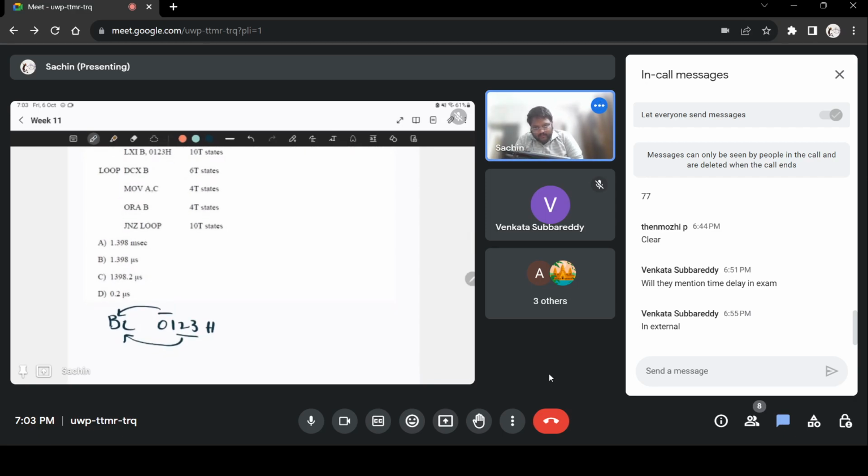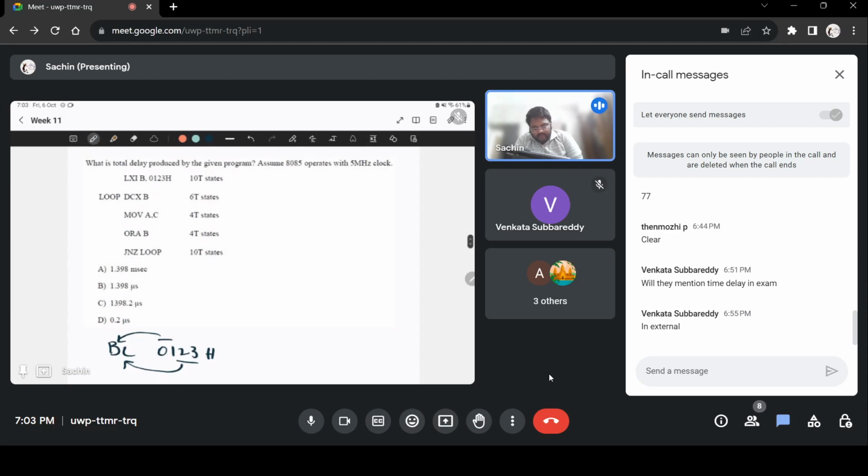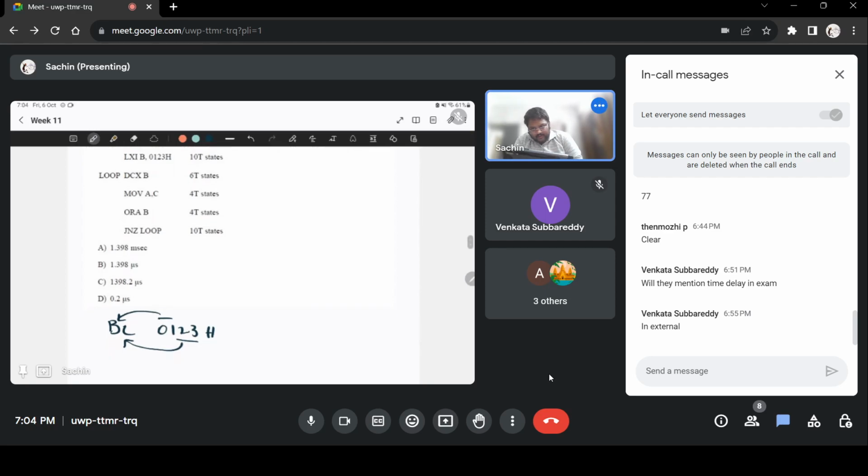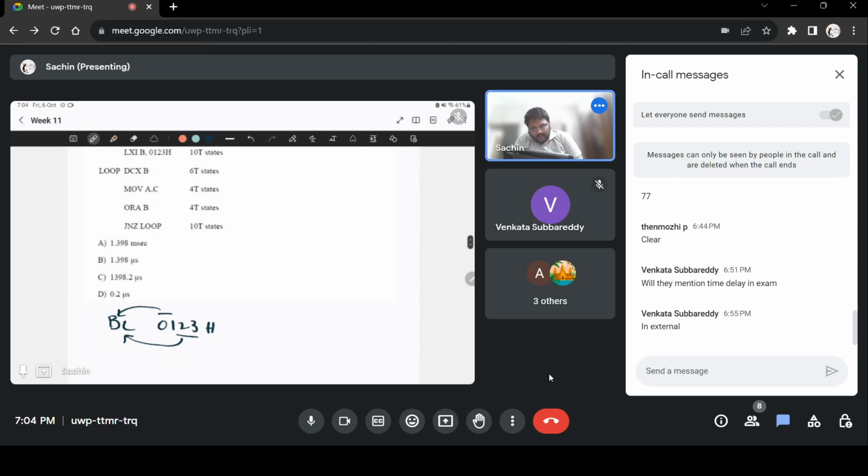In the loop, every time you decrement B and move the contents of register C to the accumulator, you OR the contents of A and B, and then you jump JZ loop. So you jump back into the loop if the Z flag is not set to 0, right?